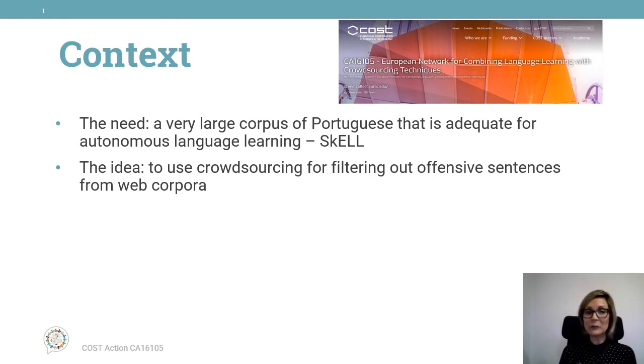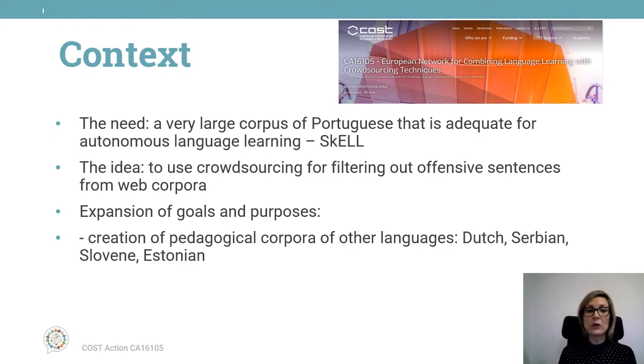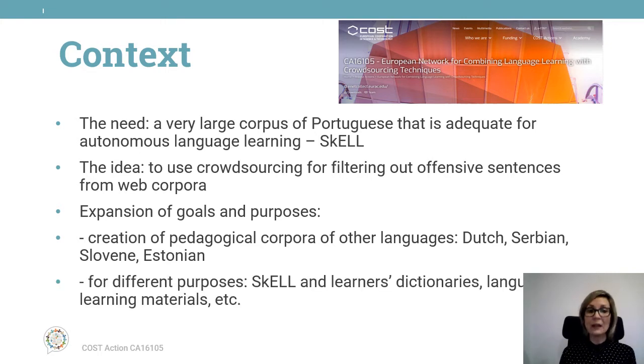And as they joined me, we expanded our goals and our purposes. So in addition to the creation of a pedagogical corpus of Portuguese, we also want to create corpora of Dutch, Serbian, Slovene, and Estonian. And we also want to have other purposes. So in addition to creating SCALs for these languages, we can create learners' dictionaries and language learning materials and other materials related to pedagogical corpora.